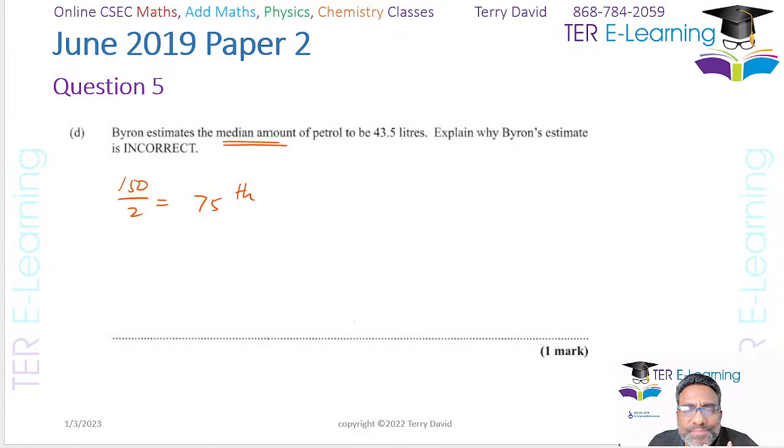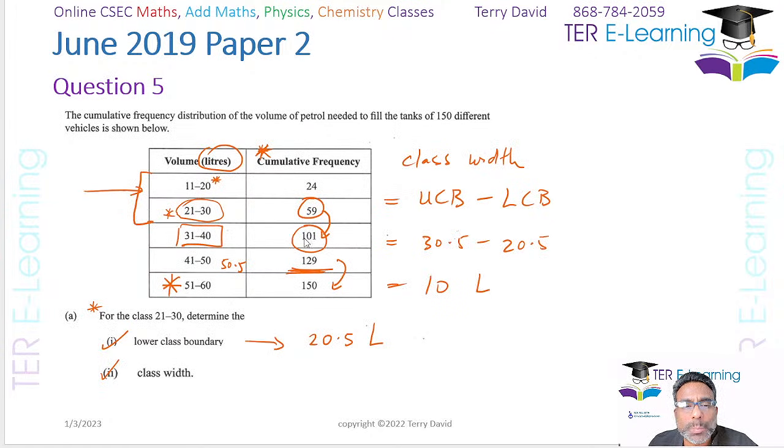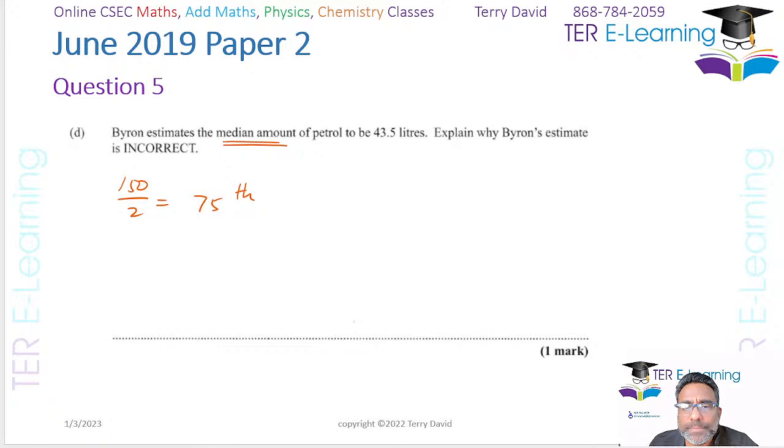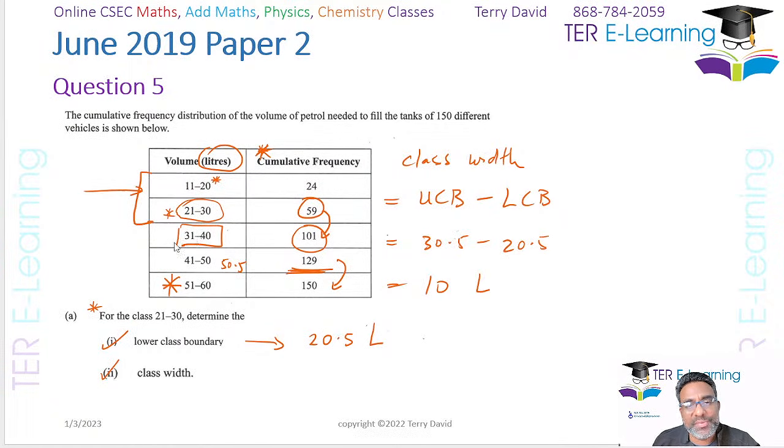One second. All right, so we're looking for the 75th car. Let me go back here. And where did he say it is? Right, so he's saying the median is about 43.5 liters, right? But if you look, our median really is located here. So it can't be 43.5. It has to be somewhere between 31 and 40.